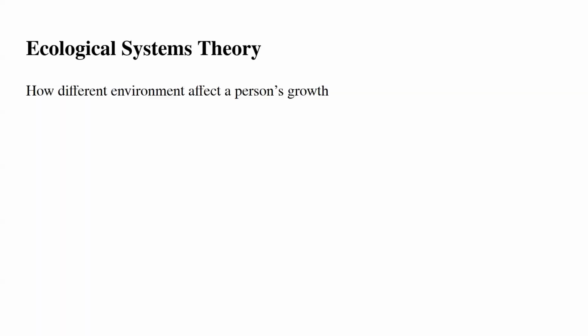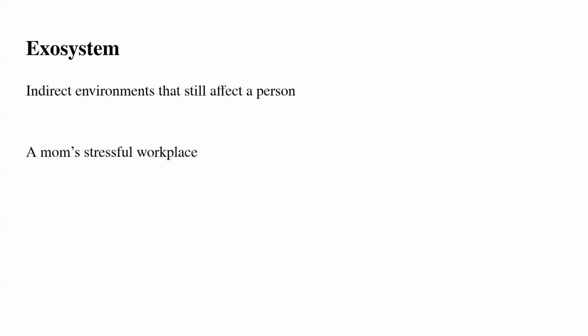Ecological systems theory is how different environment affects a person's growth. Microsystems are direct surroundings and interaction. Mesosystem are connections between microsystems. Exosystem are indirect environments that still affect a person, such as a mom's stressful workplace. Macrosystem is the cultural or societal influences. Chronosystem are huge life events over time.